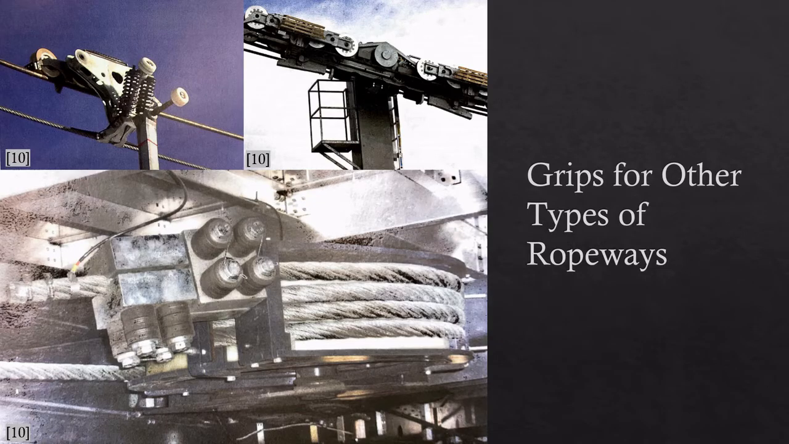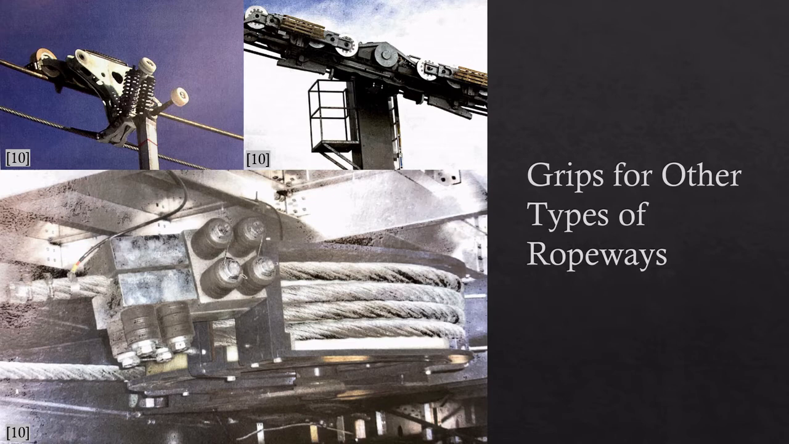These are some grips found on other types of ropeways. The image on the top left is a bicable detachable gondola grip. Note that it looks very similar to a monocable detachable grip, except with carriage wheels attached to glide along the track rope. The image on the top right is of an aerial tram carriage.